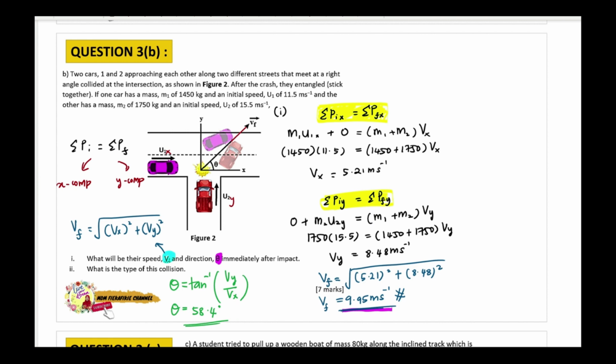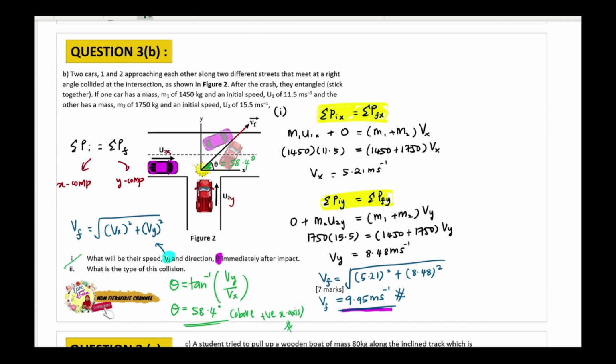Above ke below? Mestilah above positive x-axis. Gambar pun dia dah bagi kan. Okay, kat sini above positive x-axis theta 58.4 degree. So this is the answer.